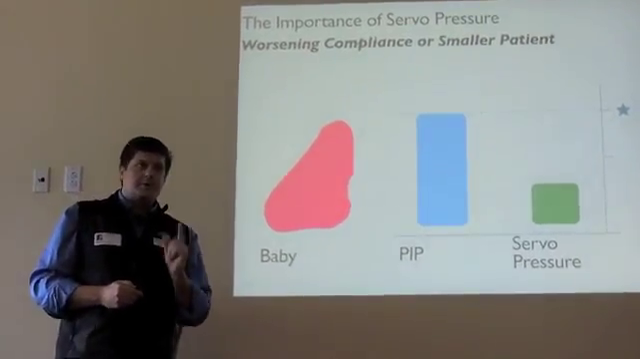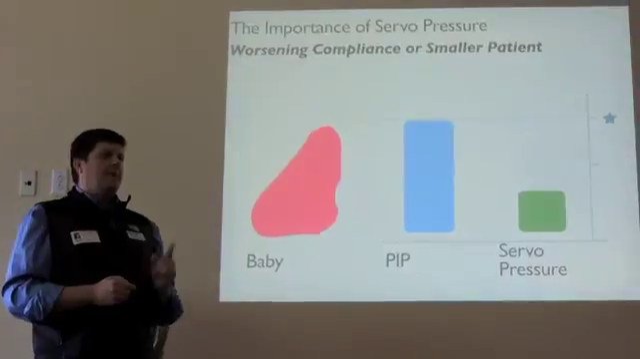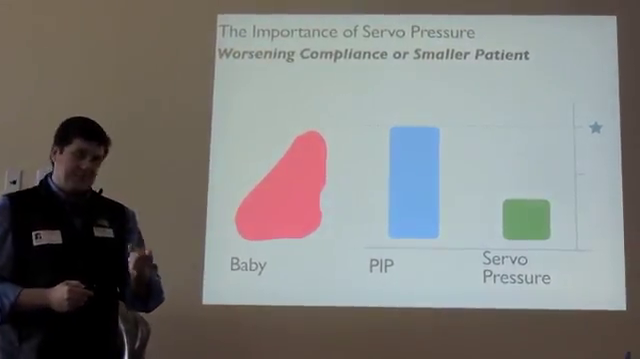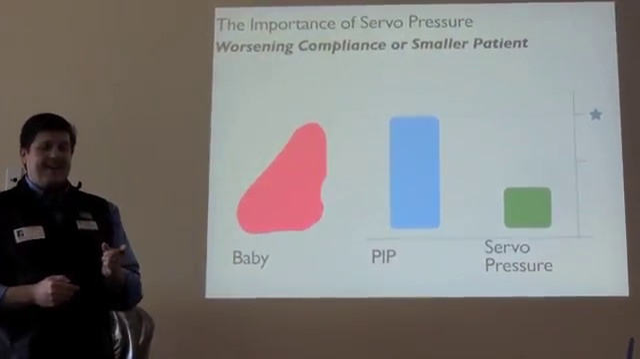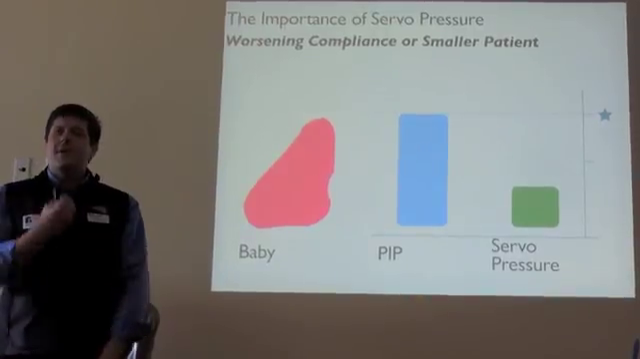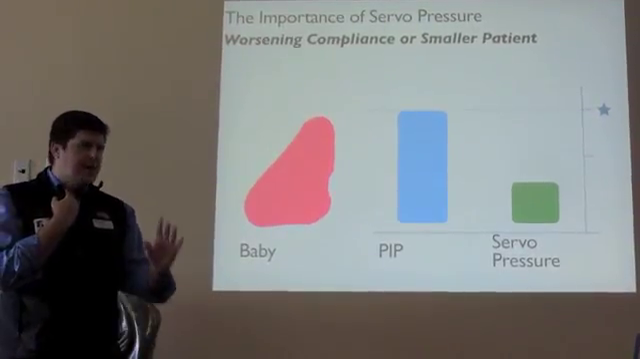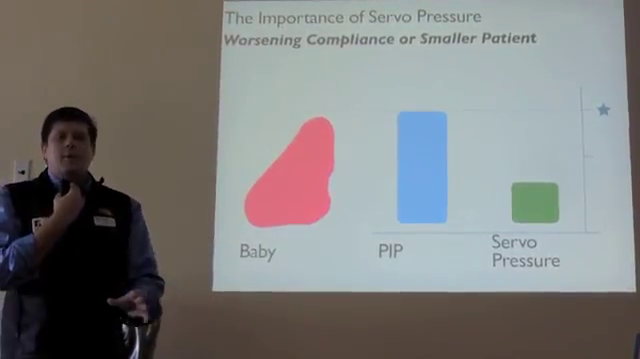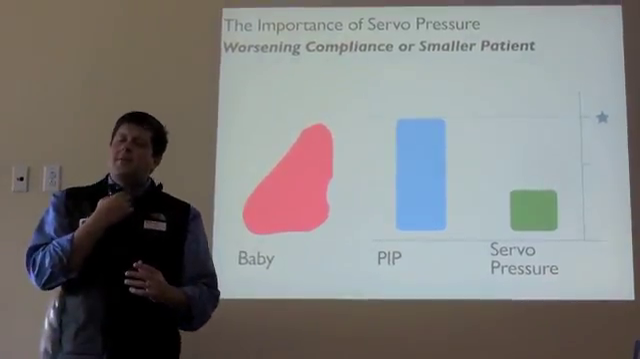So servo pressure is always moving up and down because your monitored pressure is always moving up and down. But it compensates for stuff. Even if you have a leak around the ET tube, you're set at a pressure of 24, we reposition the patient, and we have a leak around the tube.